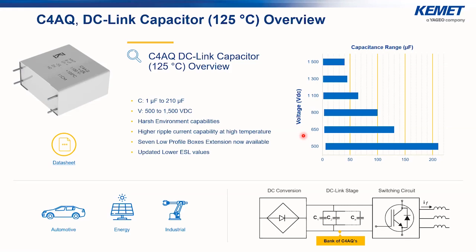Of course, the C4QM is not a new series, but we have made some extension of the series and some enhancements, mainly with the temperature. So now we have the C4QM with the possibility to operate at 125 degrees for a limited number of hours, and we also have the low profile configuration. With these two enhancements, we think it is very appropriate to be selected for the DC-Link of the electric compressors.